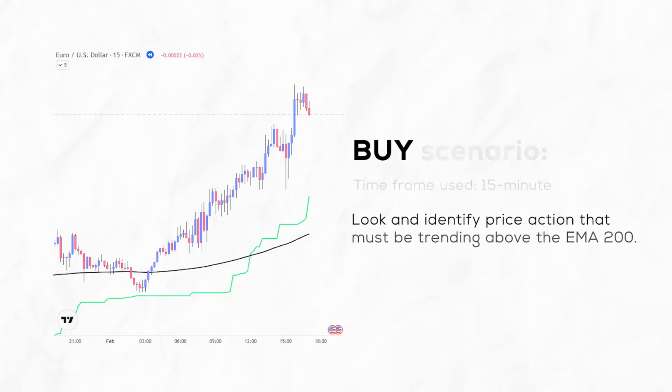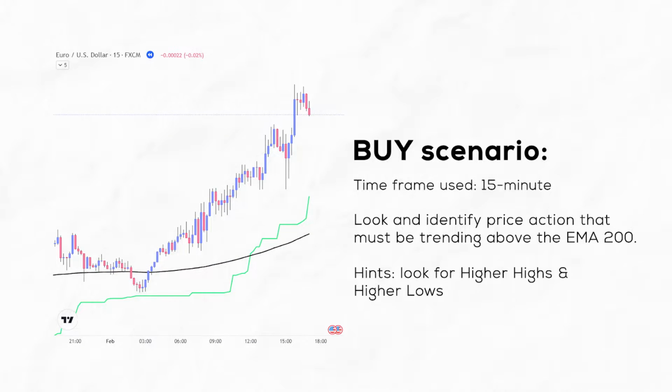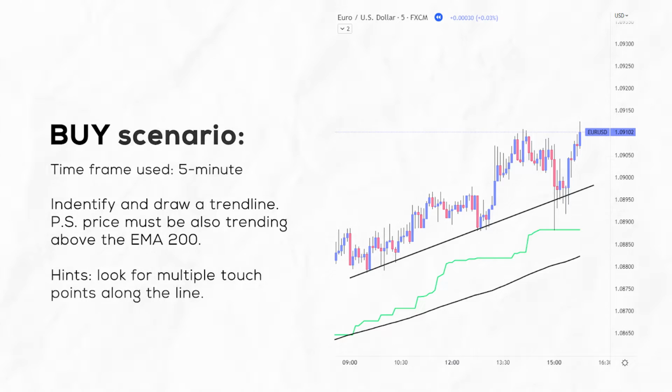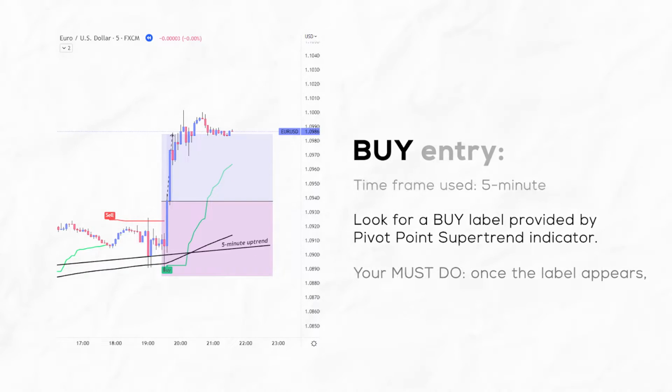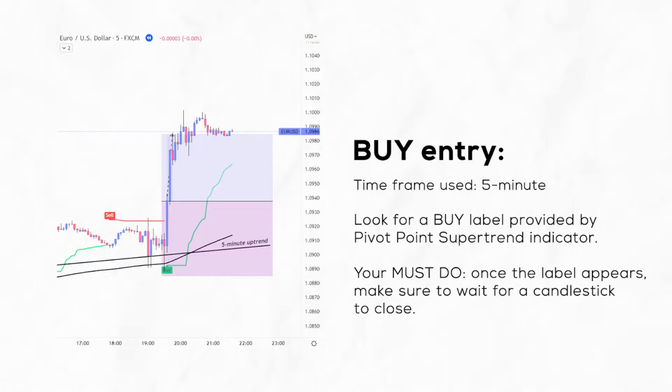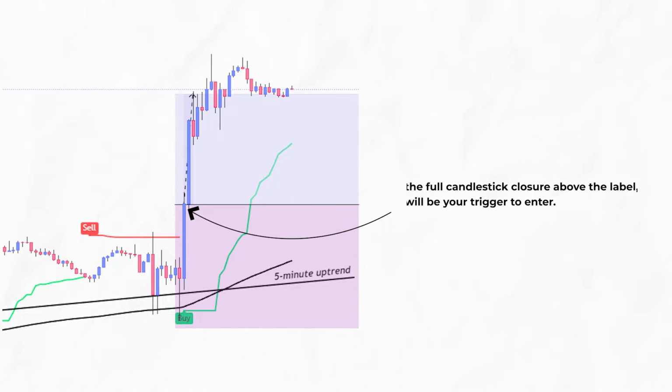So to enter a buy trade, look for a strong 15-minute time frame price action trending above the EMA 200. Then move to the 5-minute time frame and look for a solid uptrend with a minimum of 3 trend line rejections. Your entry points should be determined by the super trend indicating a buy label on the 5-minute chart and the candlestick closure above the label, because that closure will be your trigger to enter.